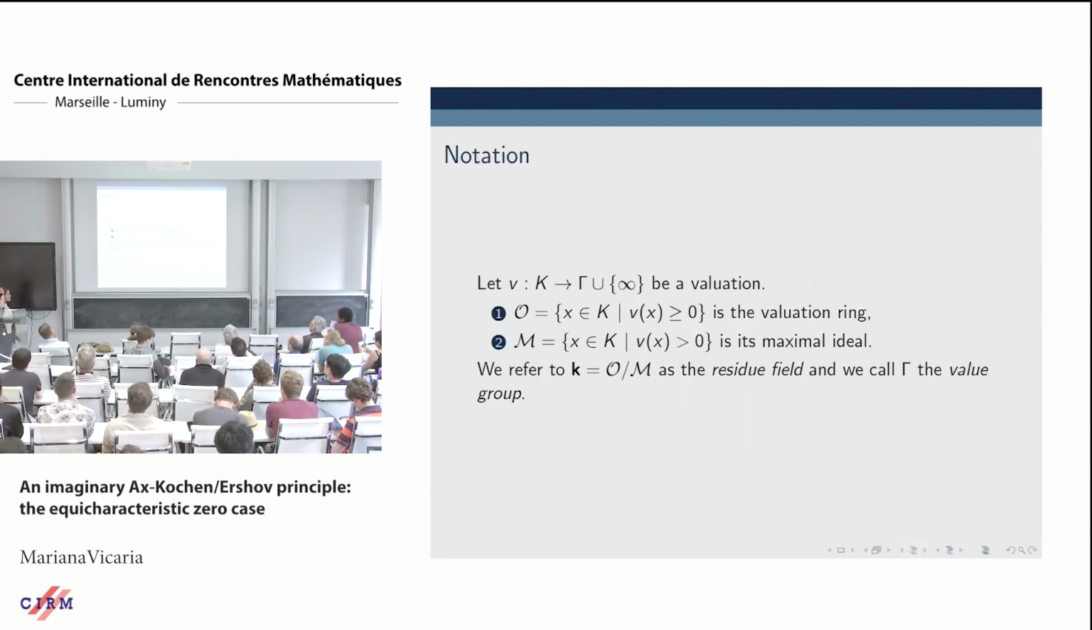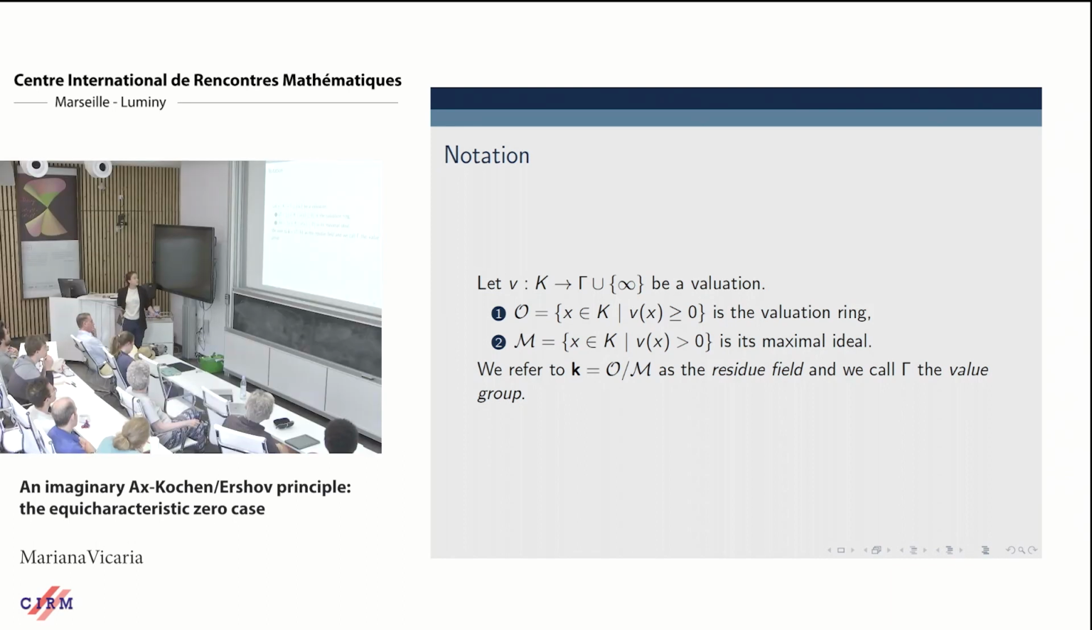So let me just fix my notation a little bit. I'm always going to denote my Henselian valued field as K. As usual, there are two particular sets that we're interested in looking at. One is the valuation ring, which I'm going to denote as O, and the other is the maximal ideal, which I'm going to denote as M. I'm going to call the value group, the ordered abelian group, usually denoted as gamma, and the quotient of the valuation ring by the maximal ideal I'm going to denote as little k, which is just the residue field.